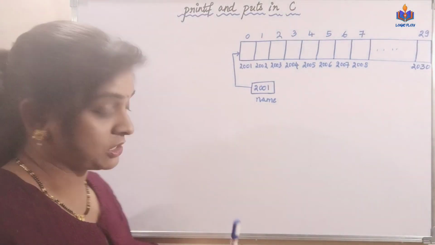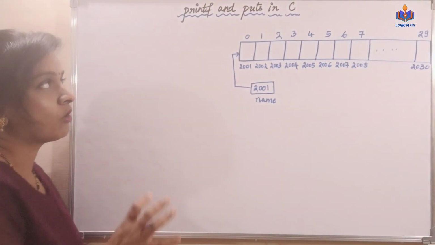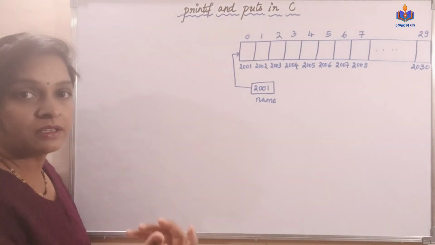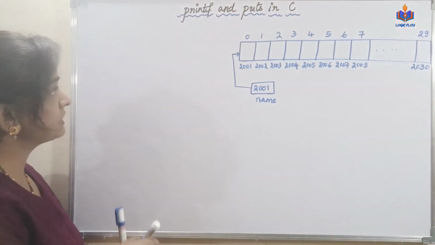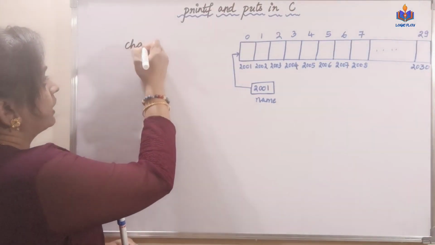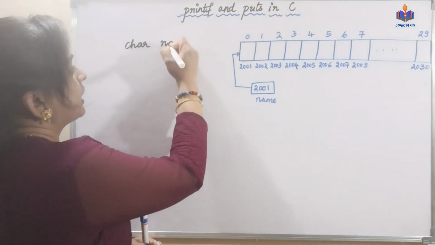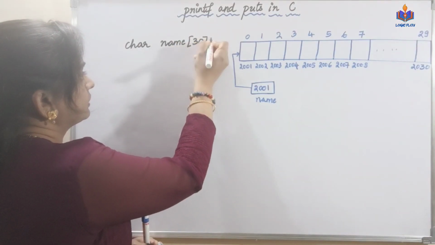Well, we will see how to print a string using printf and how to print a string using puts. I'll just write the code of how to print and how to scan, not the complete program. So let me say I have an array of character type. The array name is name and the size is 30.